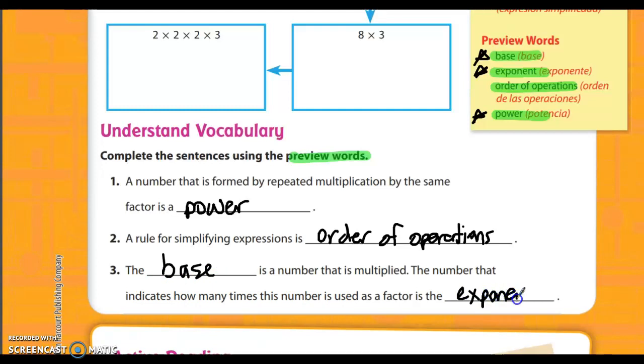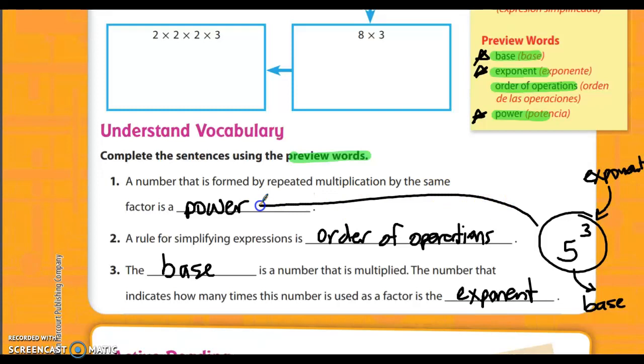I want to actually draw you a picture of these two things right here. So an exponent problem looks like this, like 5 to the 3rd power. 5 is the base. 3 is the exponent. And interestingly enough, the entire thing is called the power. So 5 to the 3rd power is called the power. The 3 is the exponent and 5 is the base. And then order of operations doesn't really have anything to do with that. Okay, good job. You are done with pages 234 and 235.